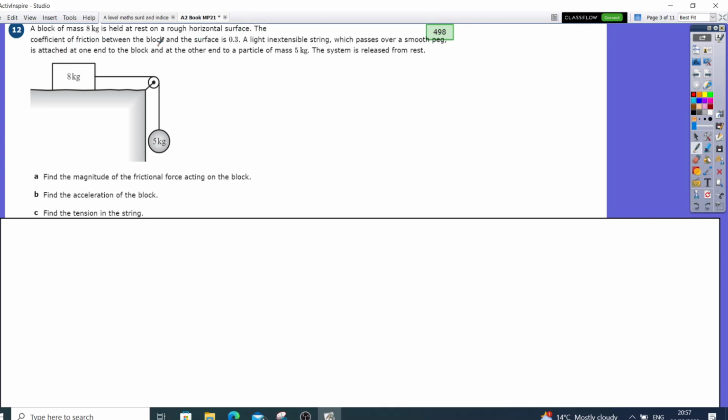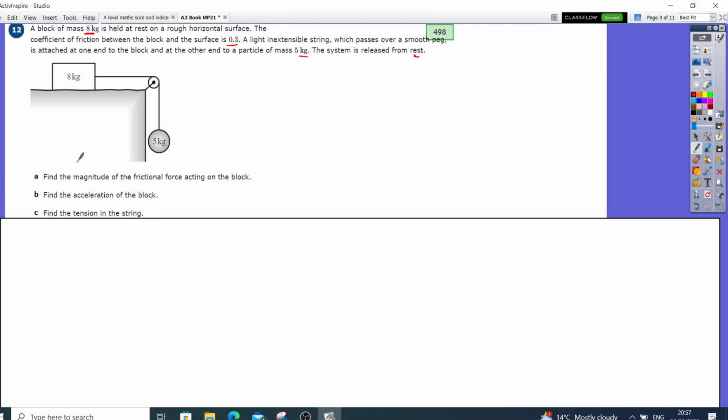The coefficient of friction, so I'm going to highlight the key things that we need. The coefficient of friction between the block and the surface is 0.3. A light inextensible string which passes over a smooth pulley is attached to one end of the block and to the other end of a particle of mass 5 kg. The system is released from rest.